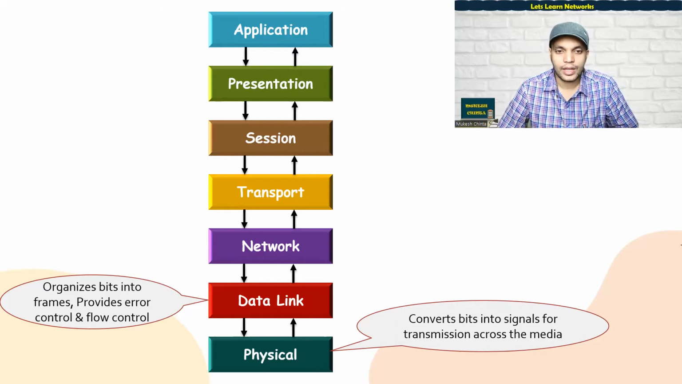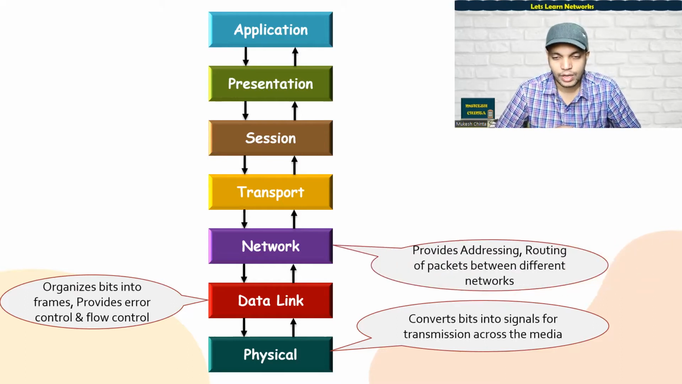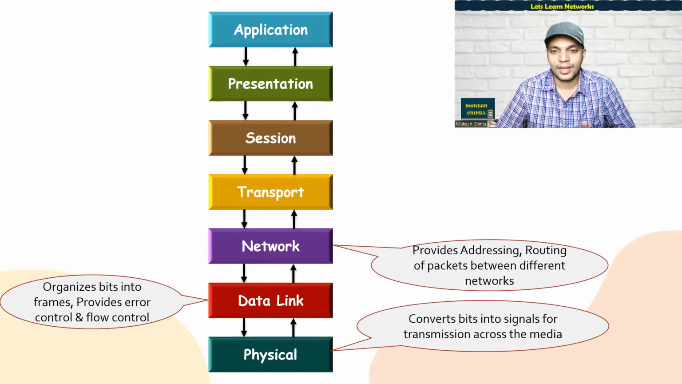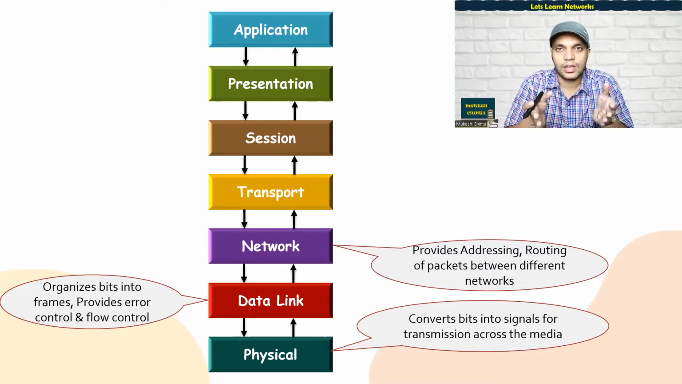The third layer is your network layer. This network layer handles the identification of end devices across networks, addressing, and routing, which is the optimum path from A to B. If you are sending data from A to B, which is the best path to choose while traversing different networks, that is what your network layer does. So it provides addressing and routing of packets between different networks.